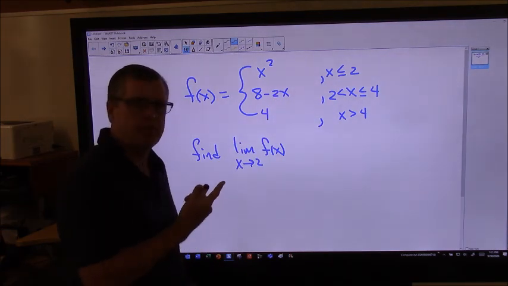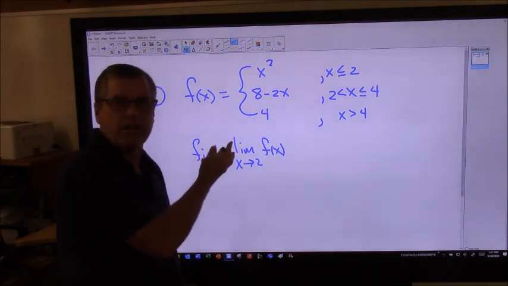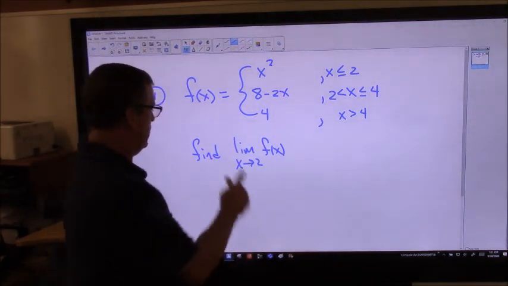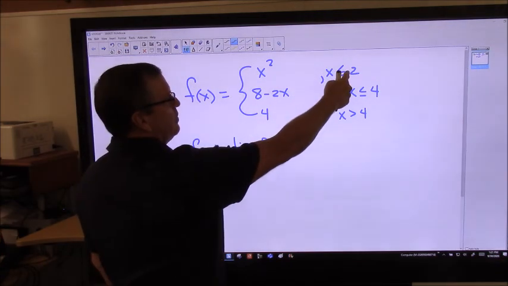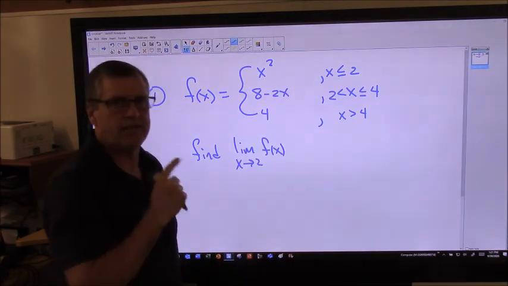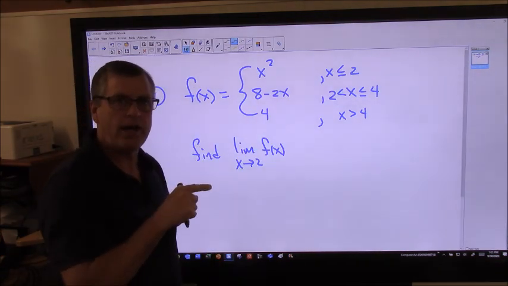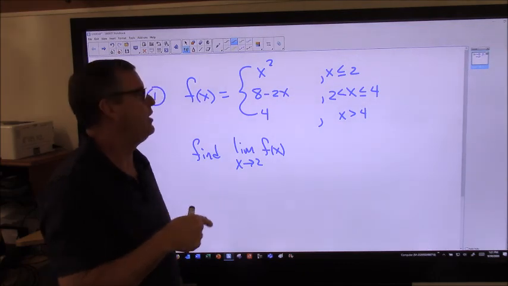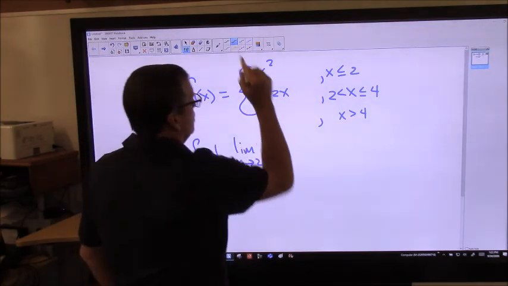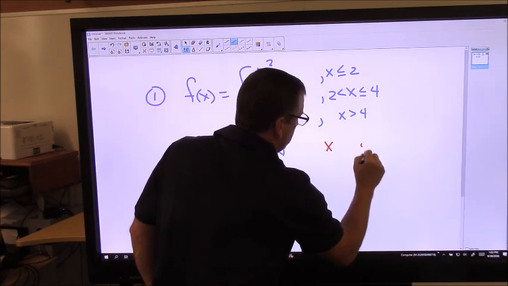Now, one thing that's a little bit different with this is it is defined at 2. Right? F of 2, I plug a 2 in here and just get 4. But that's not the question it's asking. It's saying, what are the y values getting close to as x gets close to 2?